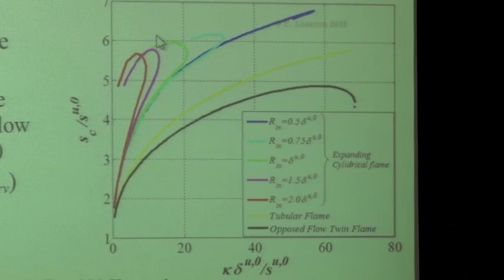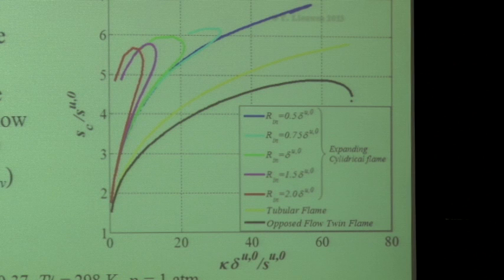The bottom line is that the stretch sensitivity of strongly stretched flames is not a mixture intrinsic quantity. It's intrinsically a function of the geometry in which you place it. The reason for that is that when you really start to get strongly stretched flames, the gradients within the flame start to become of the order of the flame thickness. And so different types of geometries will have different stretch profiles through the flame. And so you can get different flame responses.